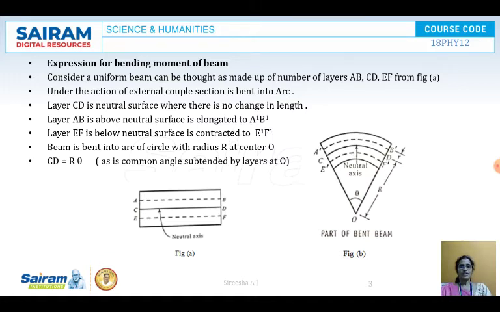Now CD is equal to R theta. From here we can say that CD is equal to R theta because it is a common angle subtended at O by the layers. If you look at the figure, tan theta is equal to CD by R. Therefore, tan theta can be taken as theta, so CD is equal to R theta. You get that equation because it is a common angle subtended at O by the layers from the neutral axis.